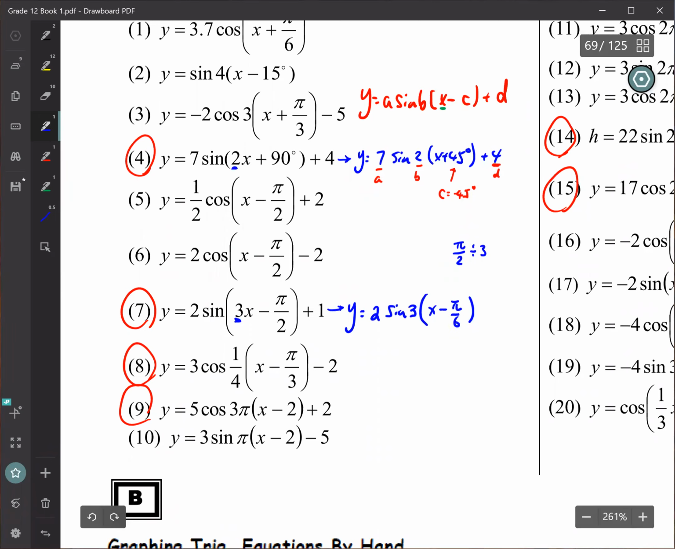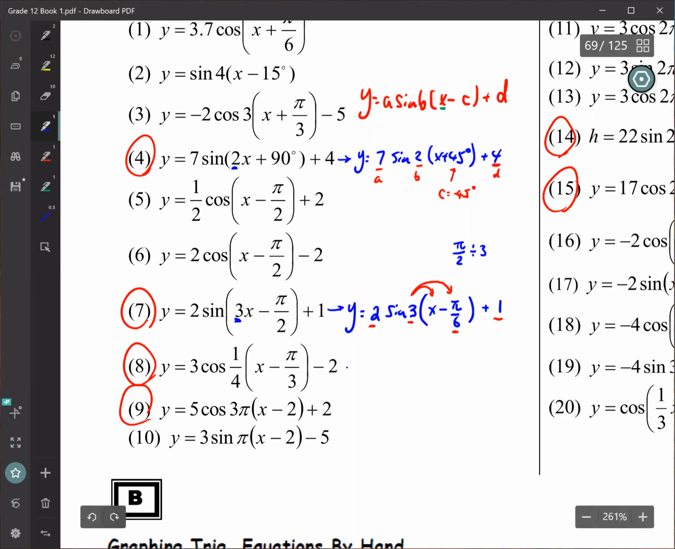And then if you want to check if you did it right, you can multiply back in, right? And then you should get the original question back, right? Pi over 6 times the 3 will become pi over 2, okay? And then that at the end will be plus 1. So A is the 2, B is 3, C is pi over 6, and D is 1. And then from there, you can find the RST, right?